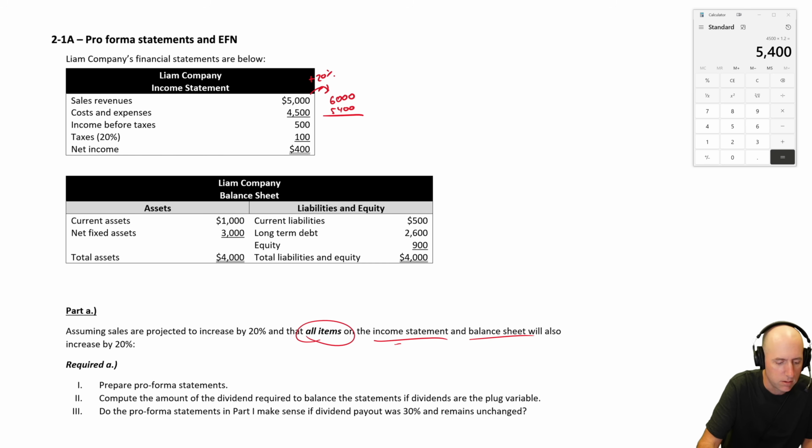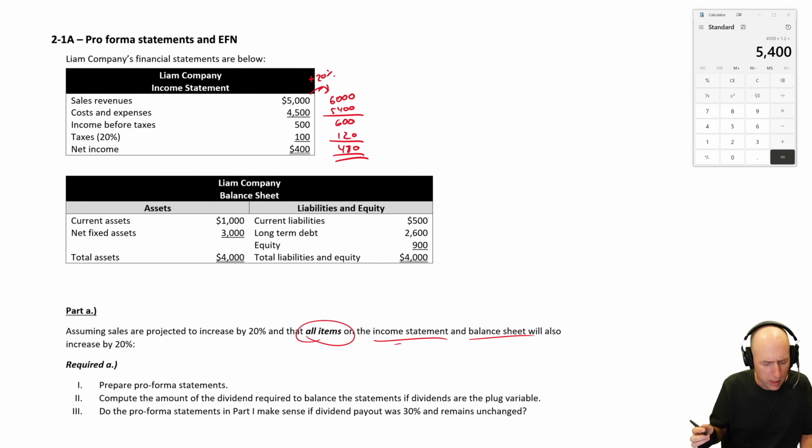Sales minus costs and expenses gives us our income before tax. 6,000 minus 5,400 is 600. And you can see this is also a 20% increase from the year before. Taxes are 20% of that, so they're going to be 120, and 600 minus 120 is 480. Okay, there we have it. Everything has gone up by 20%.